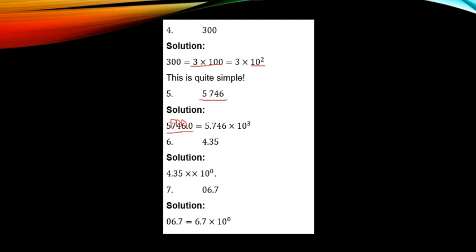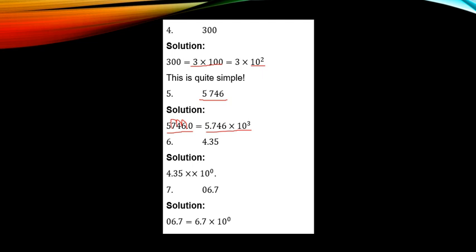So you have 5.746 times base 10. Because the movement is 3 times, you have times 10 to the power of 3. Now later on, we will be shown why the power is negative or positive. We will see it later.